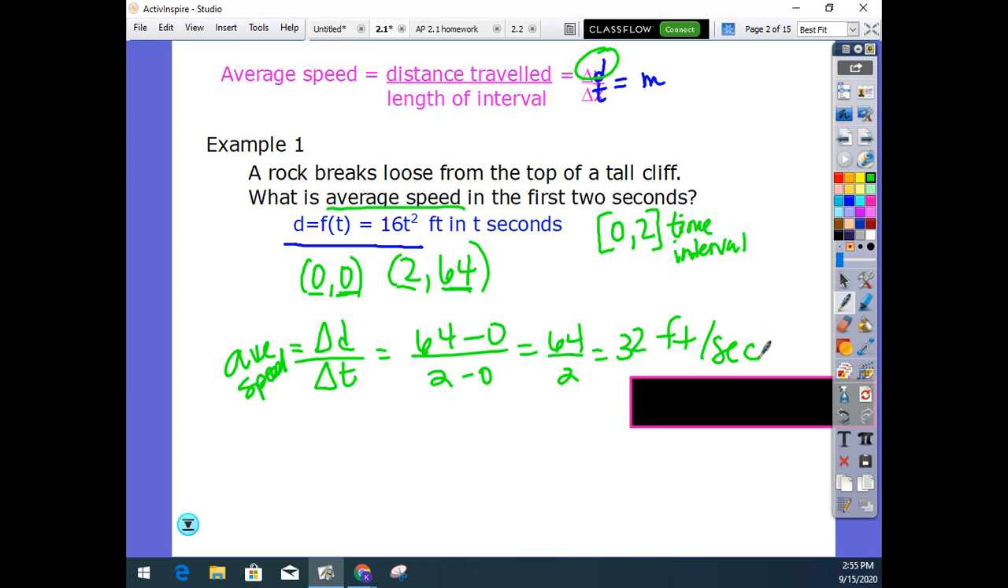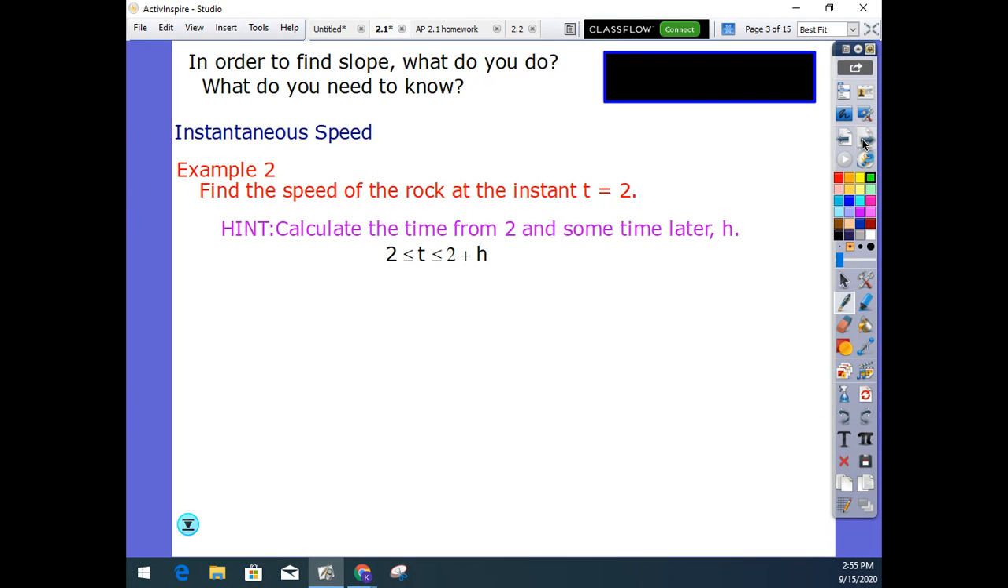Now, I was not traveling 32 feet per second the entire time. You accelerate, so this gives me my average. My instantaneous speed is more of an exact moment in time.